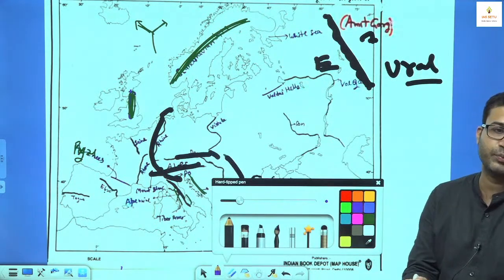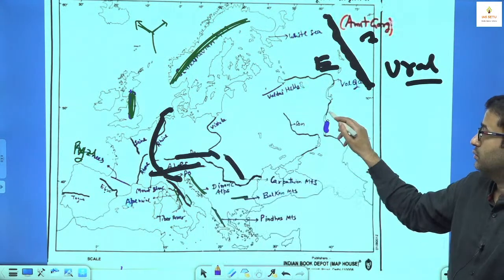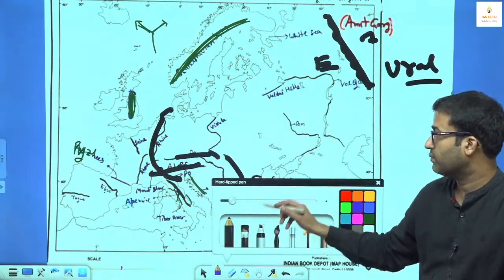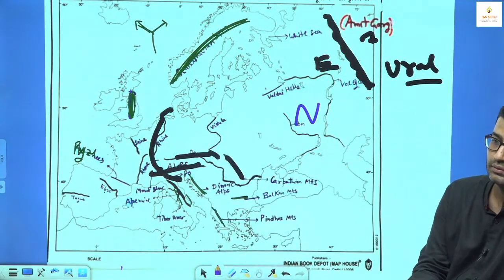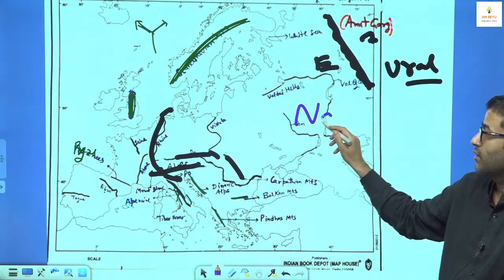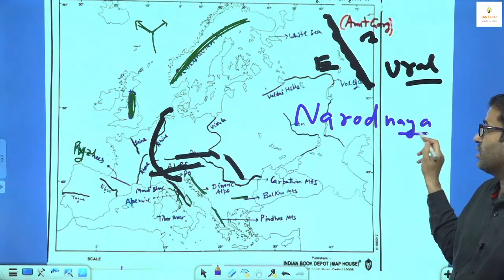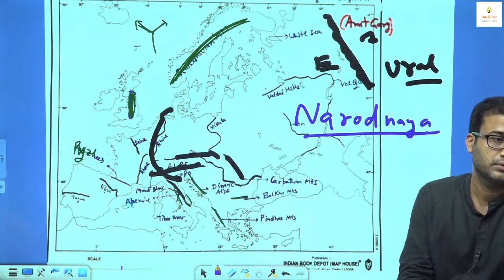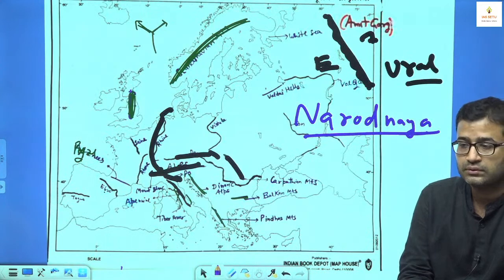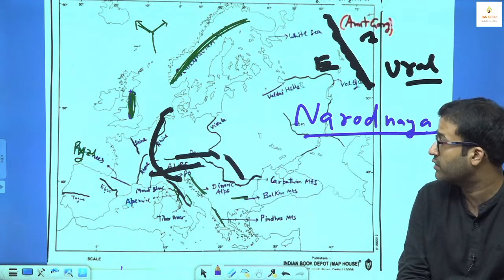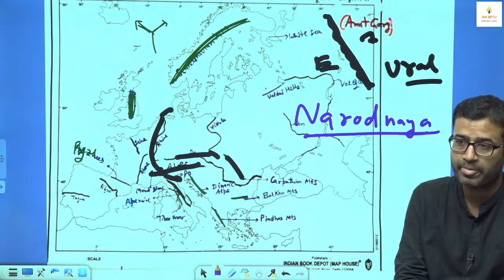Now what is the highest peak of Ural? There is one interesting name. Narodnaya. Not Purana, Naya. Narodnaya. That is the highest peak of Ural mountain we have.